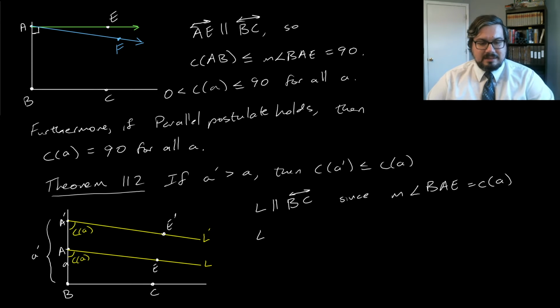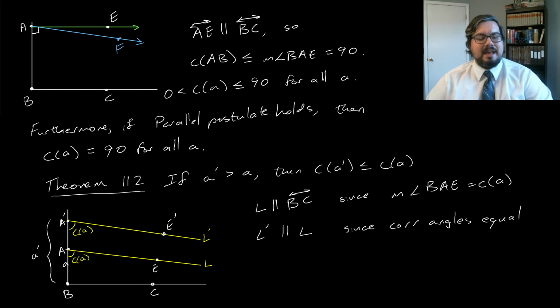So the line L prime is parallel to L, since we have corresponding angles equal. We have the corresponding angles BAE and BA prime E prime. Those are congruent, and we know that if we have two corresponding angles congruent, then the two lines are parallel. That holds even without the parallel postulate. It's the other direction that required the parallel postulate.